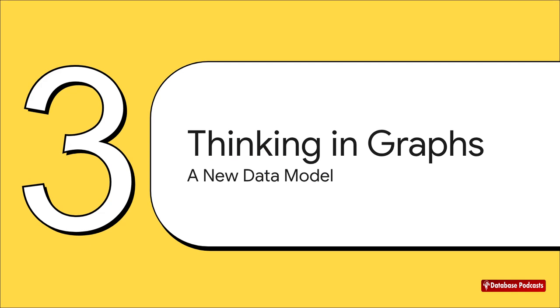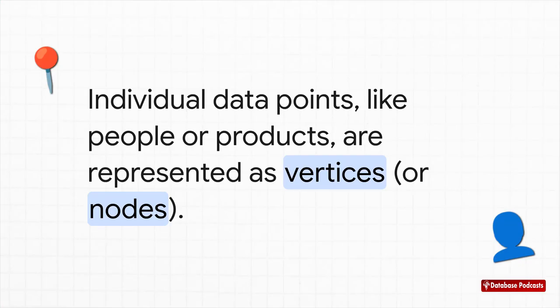This is where we need to kind of flip our thinking. What if, instead of trying to cram relationship data into tables, we used a data structure that makes those relationships the star of the show? That's a graph. It all starts with the basics. You take your individual things, your people, your products, your movies, and you represent them as vertices, or you might hear them called nodes. You can pretty much think of these as the rows from our old database table.